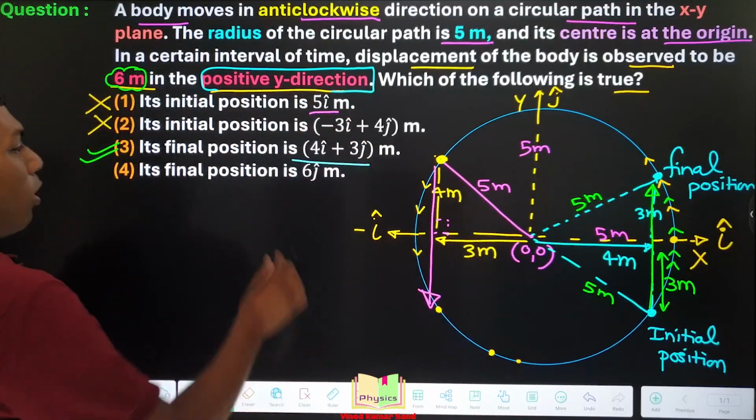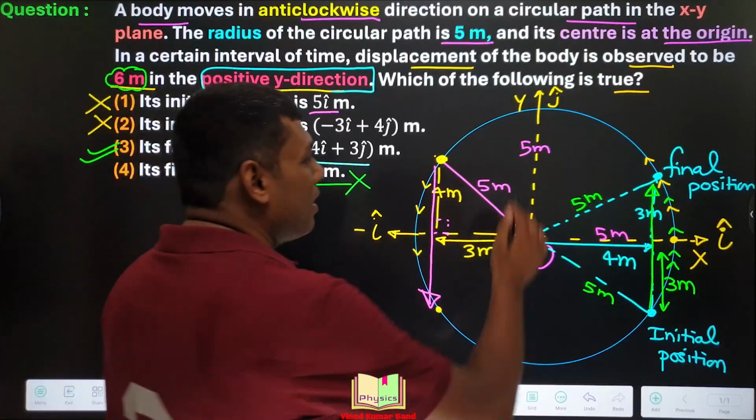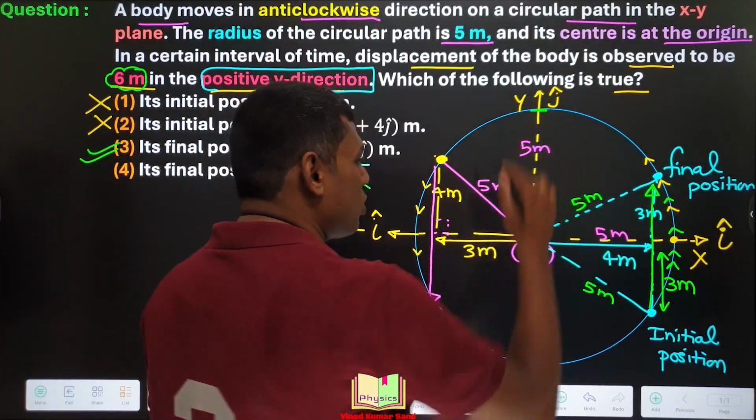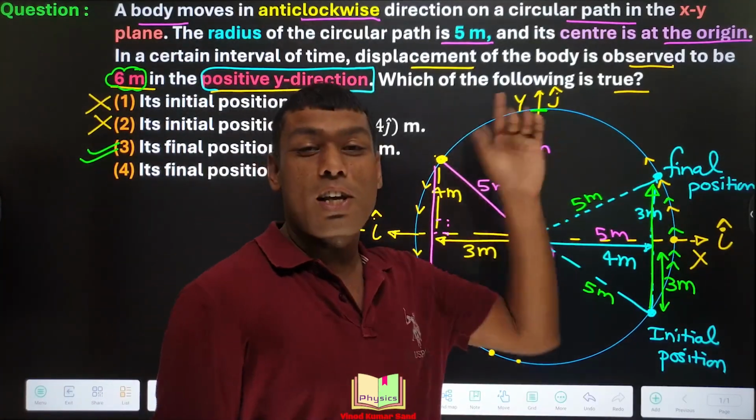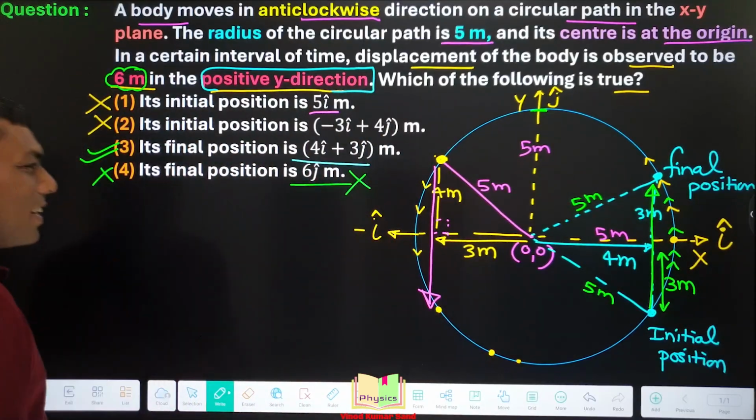And fourth option is anyhow absurd. 6 j cap is not feasible. The highest the particle can achieve is the 5 j cap. So 6 j cap is anyhow not feasible. So this option is wrong.